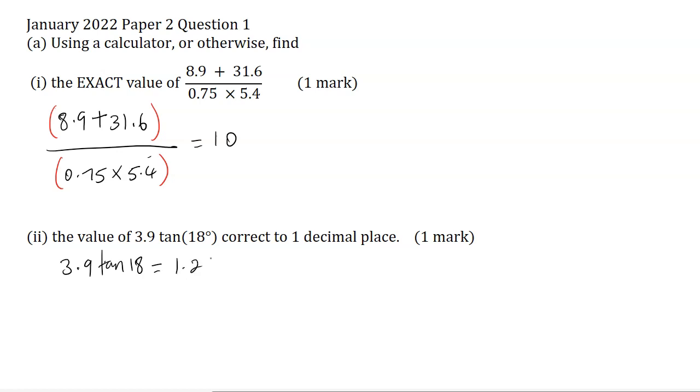So this is 1.267, and they want us here to approximate to 1 decimal place. So this is the first decimal place. Just draw a line here and look at the digit to the right. You can see that 6 is more than 5, it's 5 or more, so we will add 1 to 2 to make it 3. So therefore, this will be 1.3 to 1 decimal place.